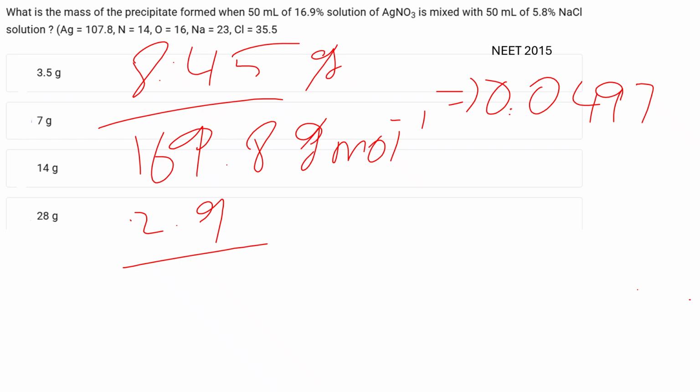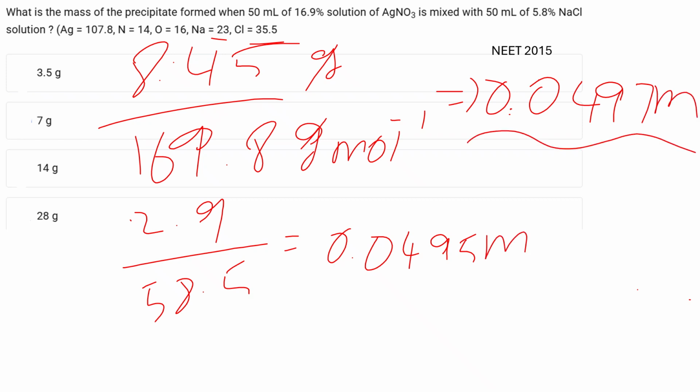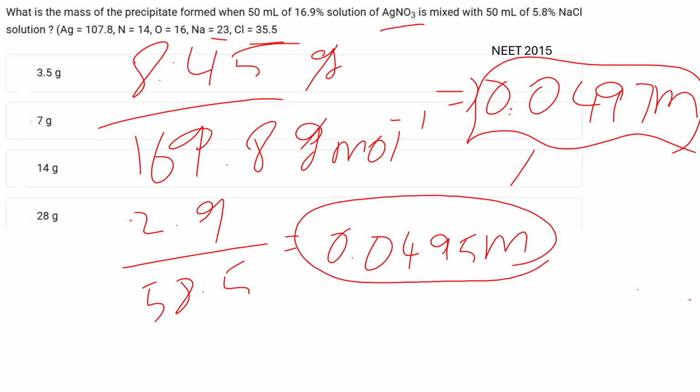In the case of NaCl, the given weight is 2.9. Everyone knows the molecular weight of NaCl is 23 plus 35.5, which is 58.5. It also has the moles, which means 0.0495 moles. These moles of silver nitrate and NaCl are almost the same, with only a very small difference. This mole of silver nitrate reacts with this mole of NaCl to give what? What is the chemical equation?